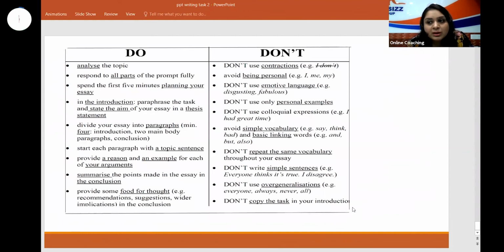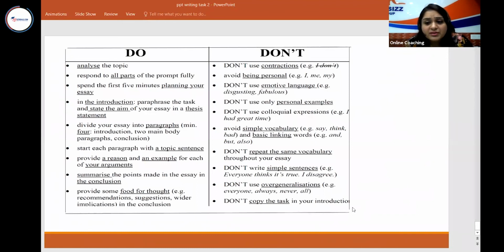Your introduction word range would be around 45 to 50 words. The range for body paragraph 1 and body paragraph 2 is around 90 words. And again, your conclusion must be around 40 words, not more than that. Please do follow this because you have to be very crisp while writing.